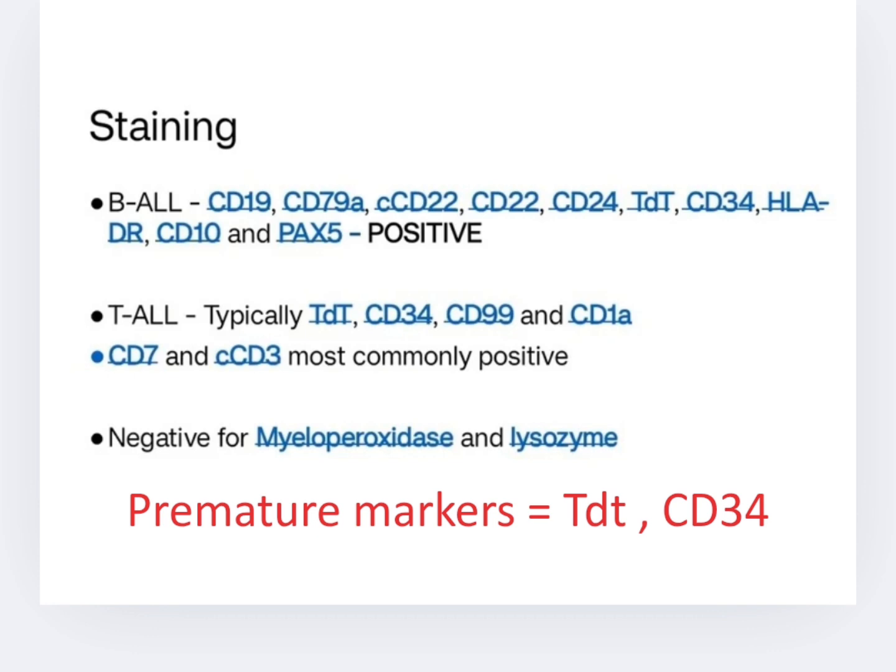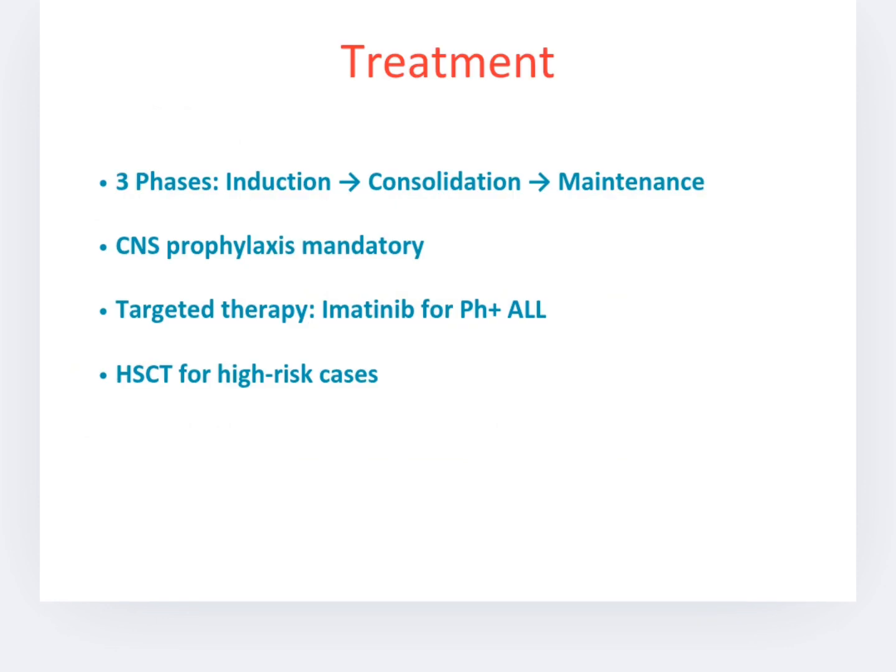So ALL, both B-ALL and T-ALL, stains positive for immature markers which are TdT and CD34. As ALL is a clonal proliferation of immature cells, these will be positive in ALL. So we can differentiate it from Burkitt lymphoma, which is mature.